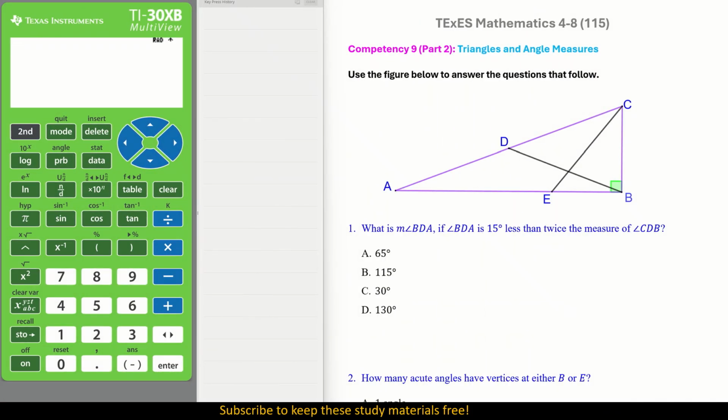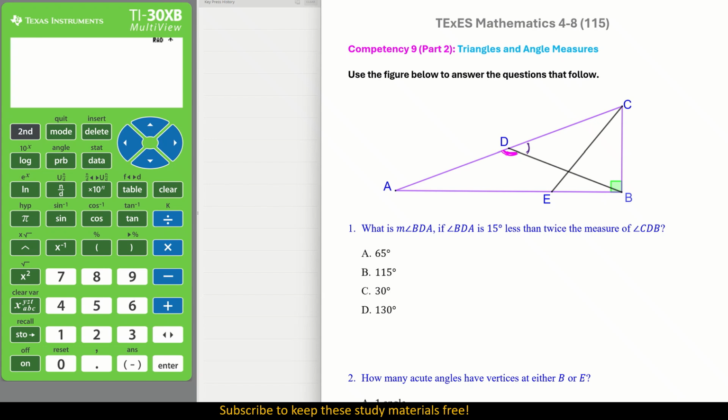Number 1, what is the measure of BDA? All right, let me mark that. This measure right here, they're talking about this. BDA is 10% less than twice the measure of CDB. I'll use a different color here for CDB. That would be this one.